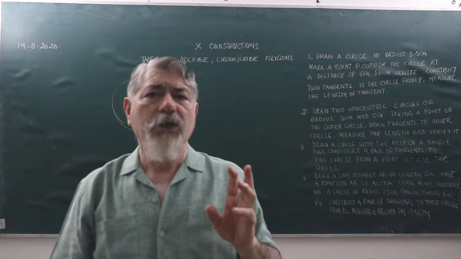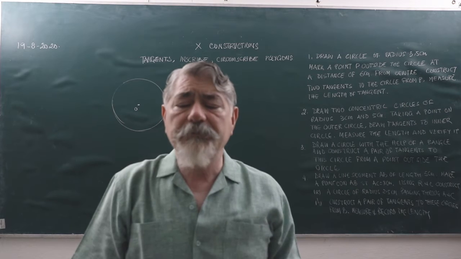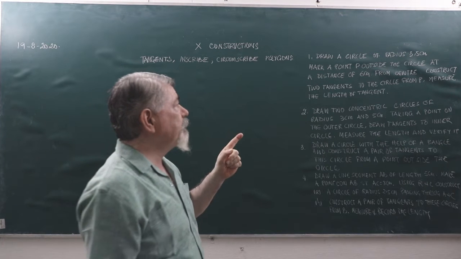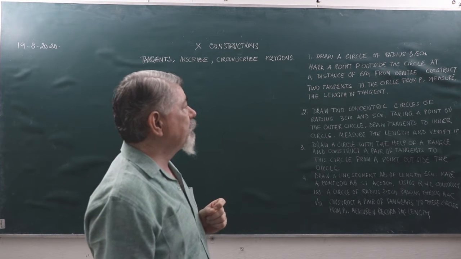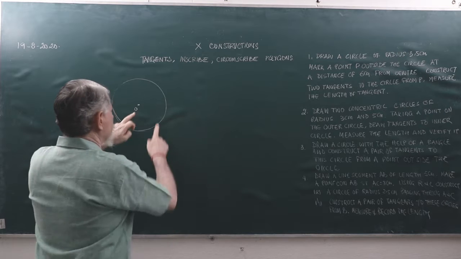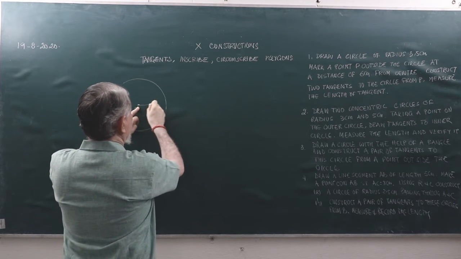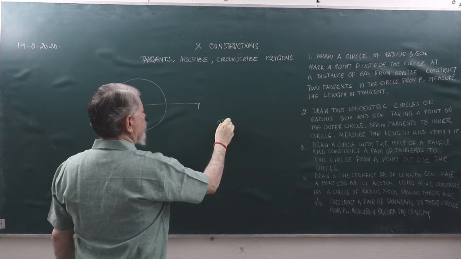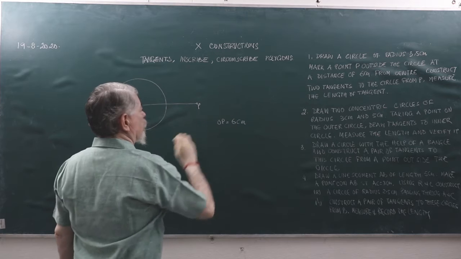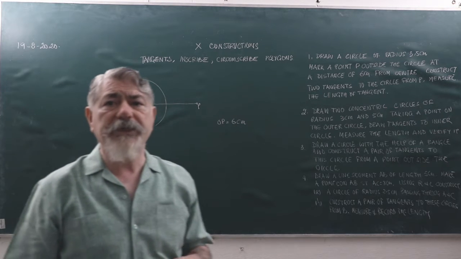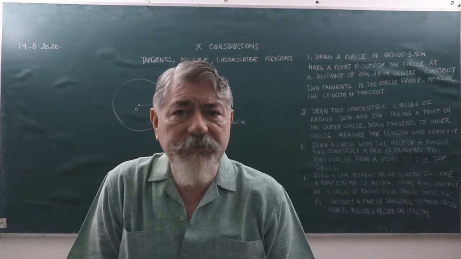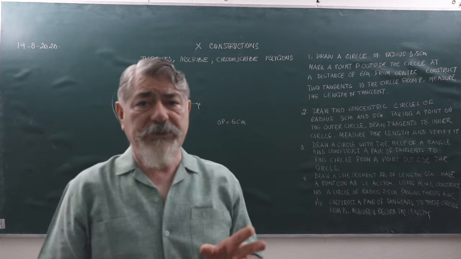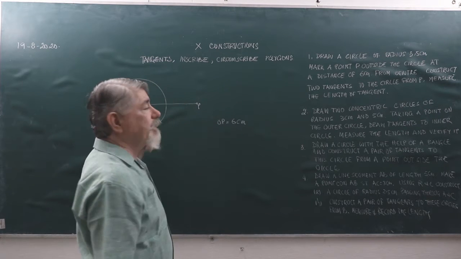So take O as center. Open up your compass to a radius of 3.5 centimeter and draw a circle. Then he says, mark a point P outside the circle at a distance of 6 centimeter. So this is 3.5. I want to mark a point P. Draw a line OP. OP is equal to 6 centimeter, because point P is at a distance of 6 centimeter from the center of the circle. Now I have to draw a pair of tangents from this point to this given circle.